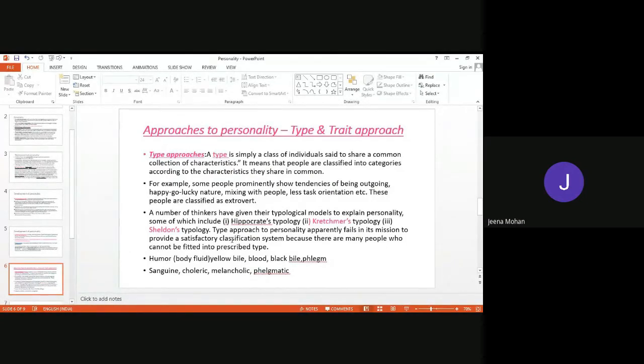So now I will mention the Hippocrates category. When we say Hippocrates category, have you heard of Ayurveda, where people are classified as vata, pitta, kapha? Yes ma'am. Hippocrates' classification is similar to that.